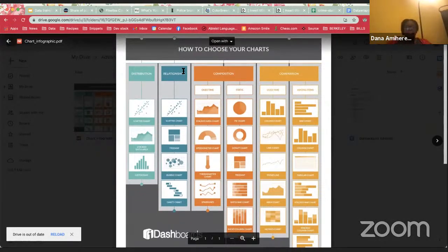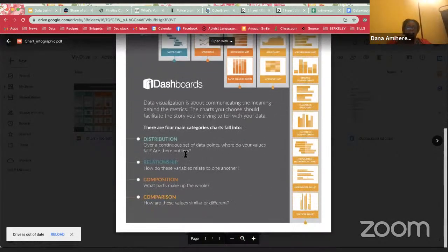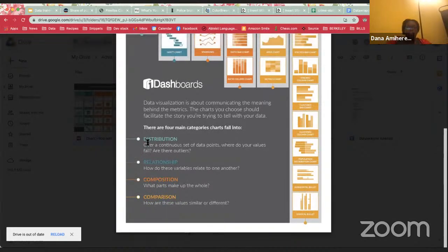Okay, so that's the first one, and then this other one is very similar, also color-coded, but I included this one as well because it gives definitions for each one of those things: distribution, relationship, composition, and comparison.